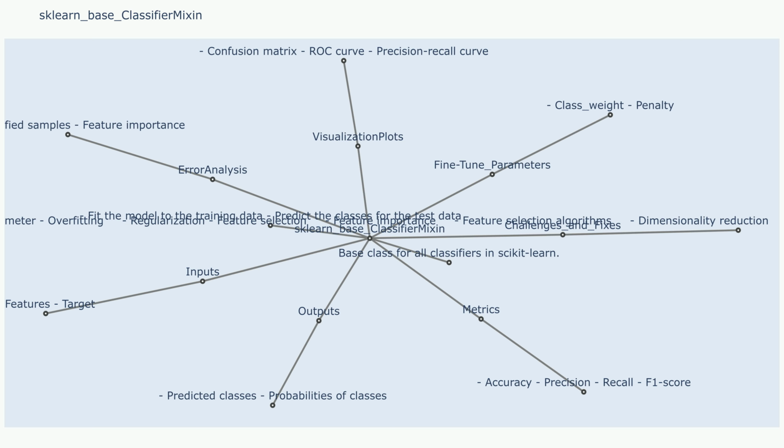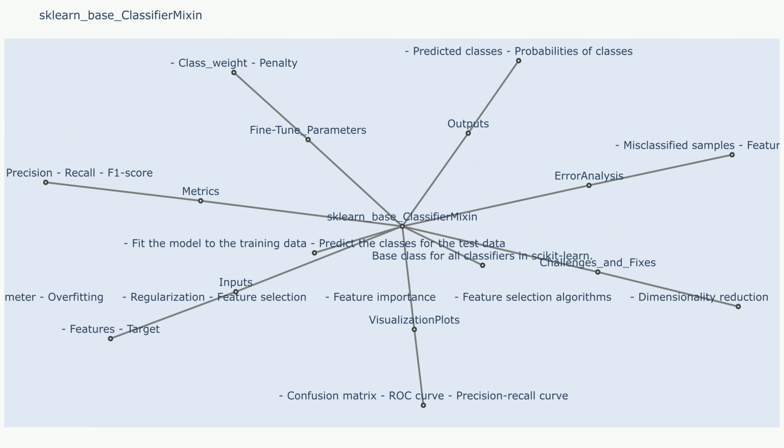sklearn base classifier mixin. Description: Classifier mixin is a base class in scikit-learn (sklearn) that provides a common interface for classification algorithms. It defines the basic methods that all classifiers in sklearn should implement. This ensures consistency and allows for seamless integration with other sklearn components.